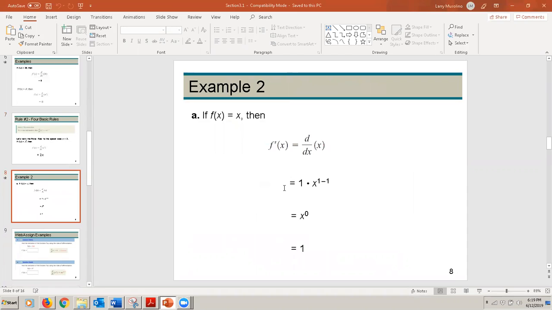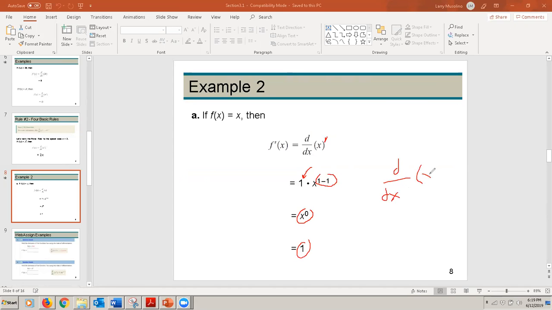How about the derivative of just x to the 1? Well, if you think about it, the derivative of just x is really the derivative of x to the 1. Bring that 1 down in front as a multiplier, and then subtract 1 from the exponent. That's what the rule tells us to do. But x to the 0, any quantity to the 0, is just 1. So it turns out the derivative of x is just equal to 1.